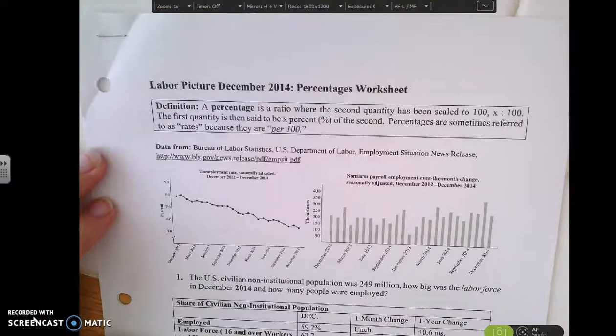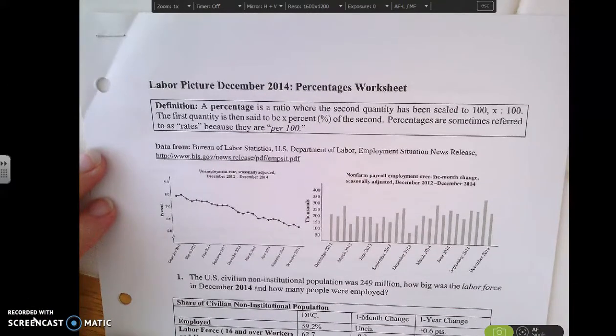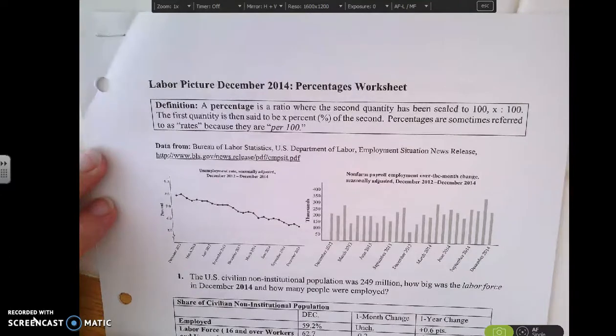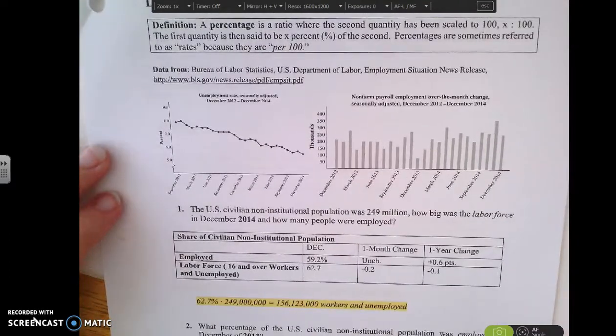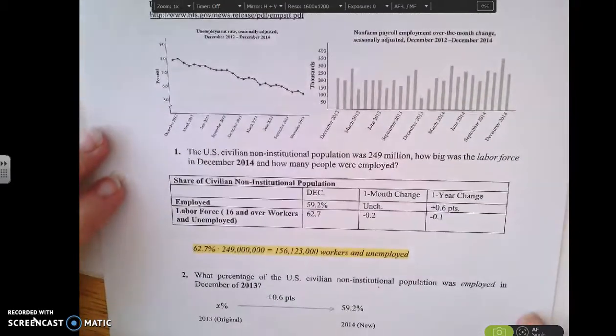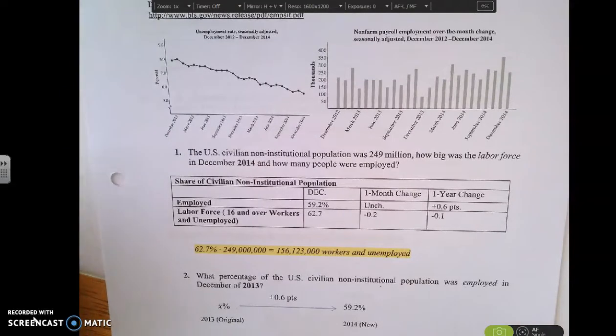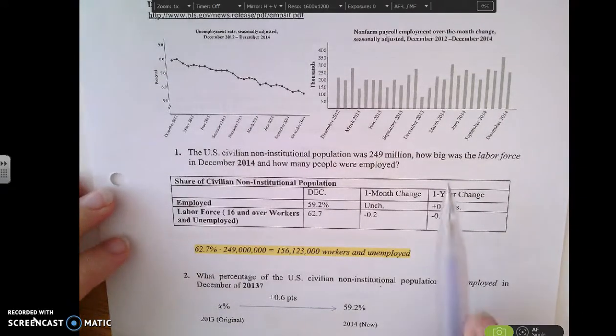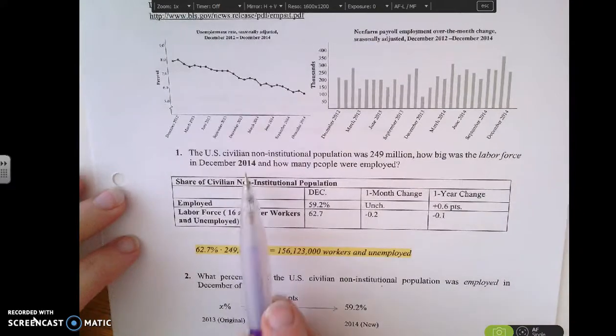All right, these are some of the notes on the guided worksheet that you have. It's on pages 51 through 54. They've given you a chart and a table that you can look at a little bit more carefully, but then they're asking you some questions. So the first question is, the U.S. civilian non-institutional population was 249 million people. How big was the labor force in December 2014?